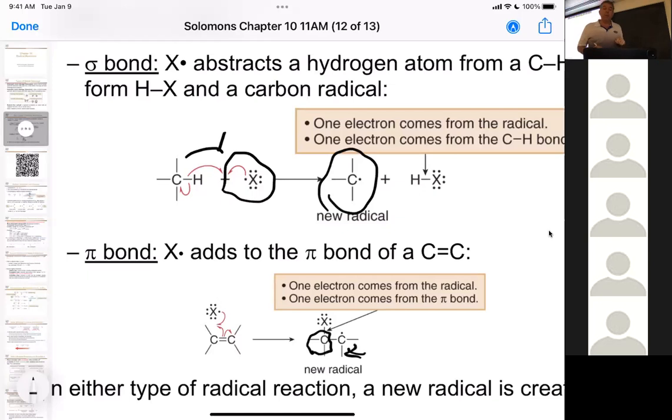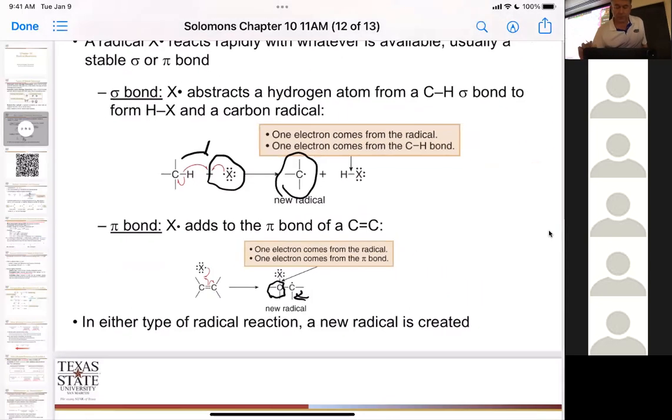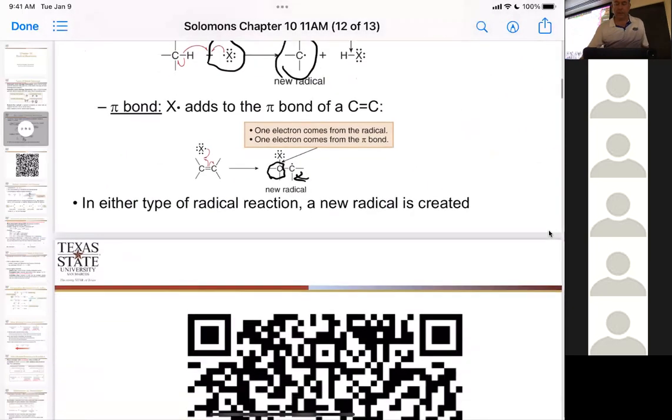Okay, but notice in both of these reactions, it generates another radical. So whenever you start with a radical and you have a hydrogen abstraction or an addition across a double bond, you still get a radical. Okay, so that means it could be a really, really fast reaction: if you made a radical, it'll just keep on making more radicals until everything's complete. Okay, so those are the 2 types of reactions you can get there.